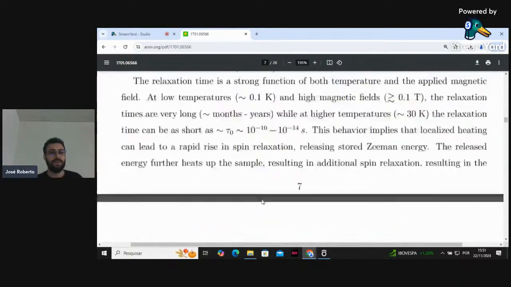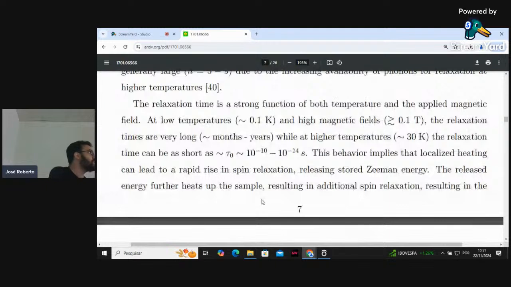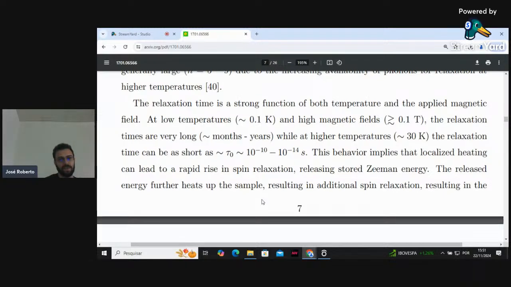The idea is that when you don't have a magnetic field, the relaxation time, the time it takes for the spin to flip, is very, very small. Once you apply the magnetic field, the time it takes for the spin to flip is really large, around 10 to the 10 seconds. It's long enough that you can have a long exposure time, expecting the interaction to happen. That's very important.